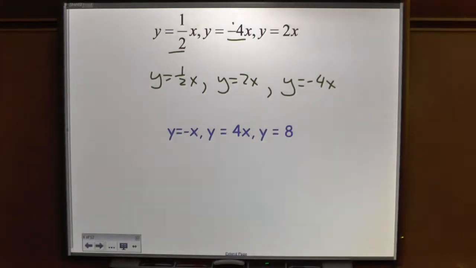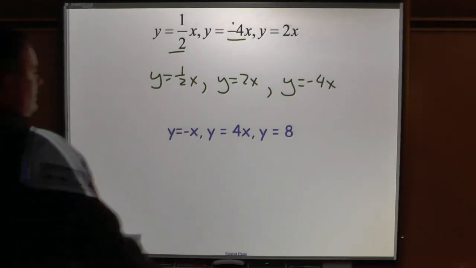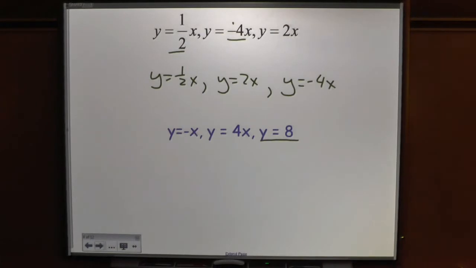So let's take a look at the next one. y equals negative x, y equals 4x, and y is equal to 8. This one's here to trick you. So I want you to think about it for a second. If you want to pause it and try to write it down yourself, you can. So as we look at this, the flattest line that we have is actually y is equal to 8. Now I want you to think about that. What's missing? Your x value.